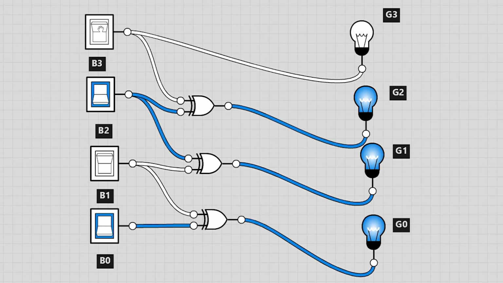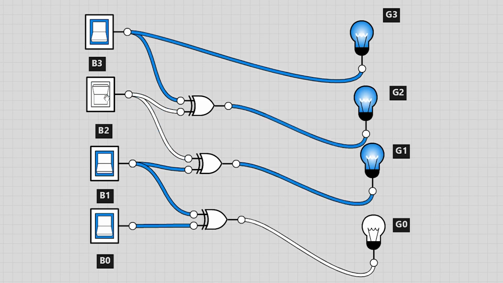When B3 is 0, B2 is 1, B1 is 1 and B0 is 0, G3 will be 0, G2 will be 1, G1 will be 0, G0 will be 1. When B3 is 0, B2 is 1, B1 is 1, B0 is 1, G3 will be 0, G2 will be 1, G1 will be 0, G0 will be 0. When B3 is 1, B2 is 0, B1 is 0, B0 is 0, G3 is 1, G2 is 1, G1 is 0, G0 is 0.